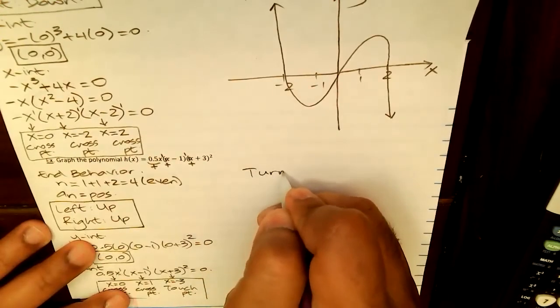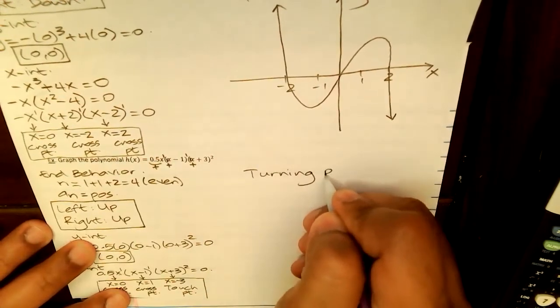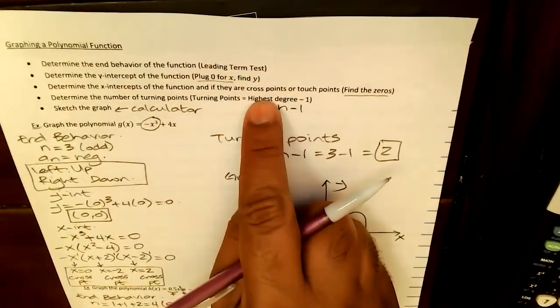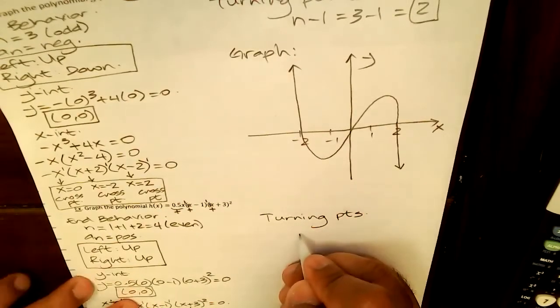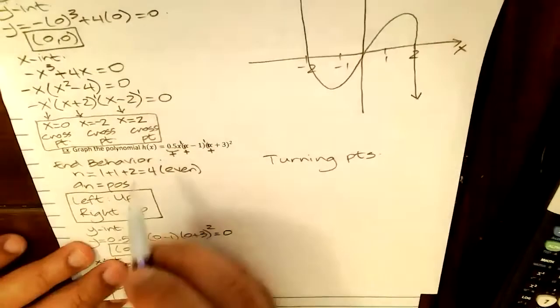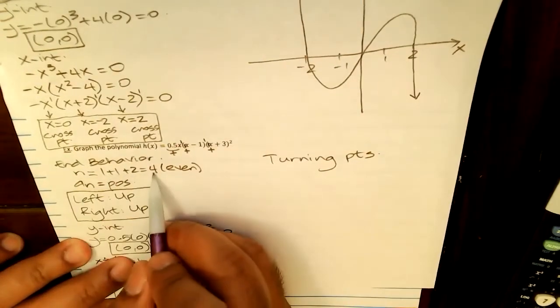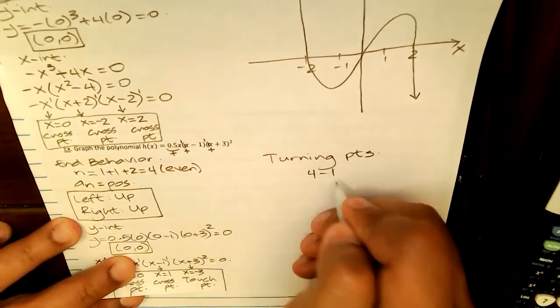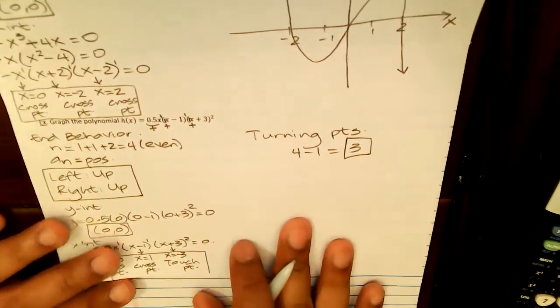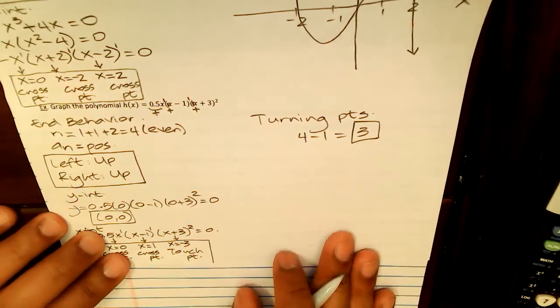Next, I'm going to figure out the number of turning points. To get the number of turning points like we talked about earlier, it's the degree minus 1, so n minus 1. In this case, n was 4. We had calculated this earlier when we were figuring out the end behavior. So 4 minus 1 is going to be equal to 3. My graph has 3 turning points.